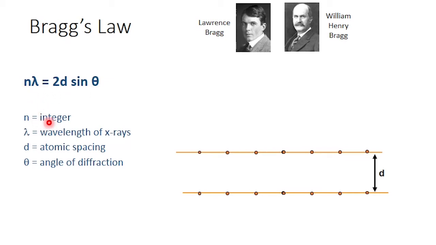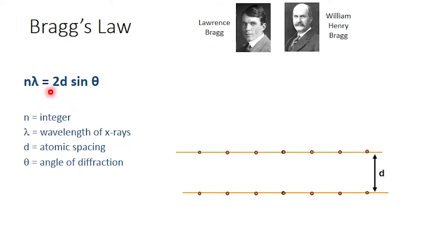N is just an integer, 1, 2, 3. Lambda is the wavelength of X-rays that you're using in the experiment, so that's going to be a constant value. D is the atomic spacing, and in this diagram on the right, it's essentially the spacing between two planes of atoms. And finally, theta is going to be your angle of diffraction. You'll see that illustrated in this schematic as we go through this.